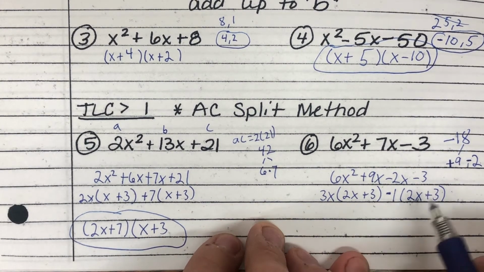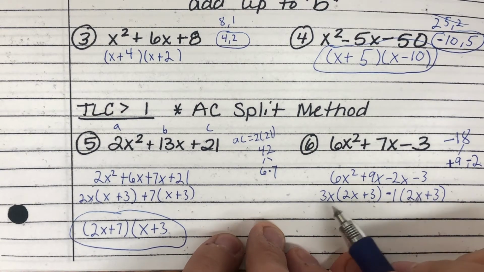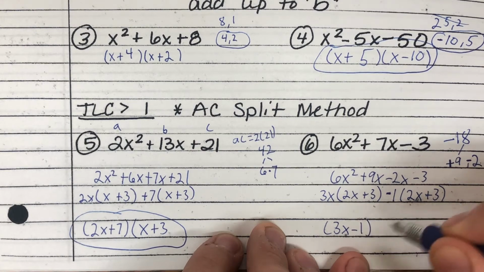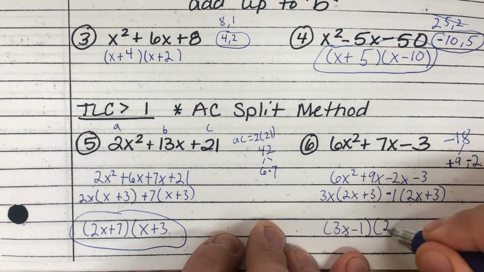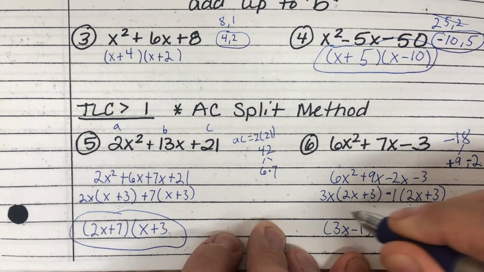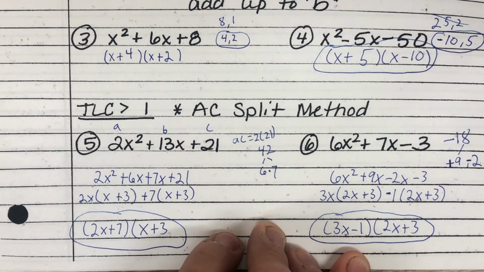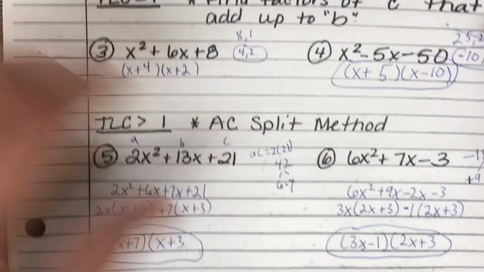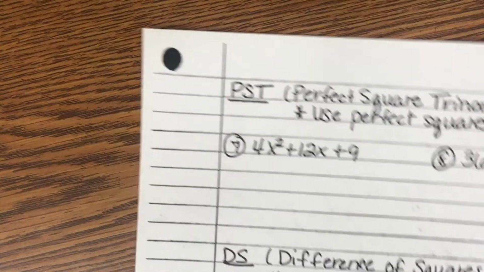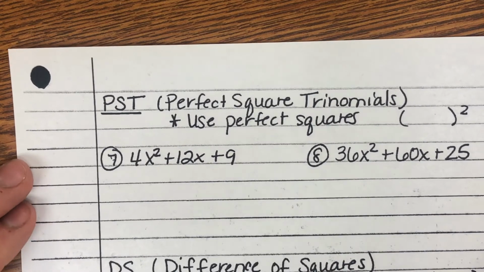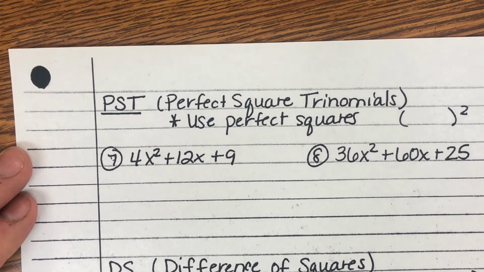Notice the parentheses are the same. They have to be. Take what's outside, which is 3x minus 1, times the common set, 2x plus 3, factored using the AC method. Those ones are the tougher ones. Our special cases always involve perfect squares, okay? So we're looking for perfect squares.